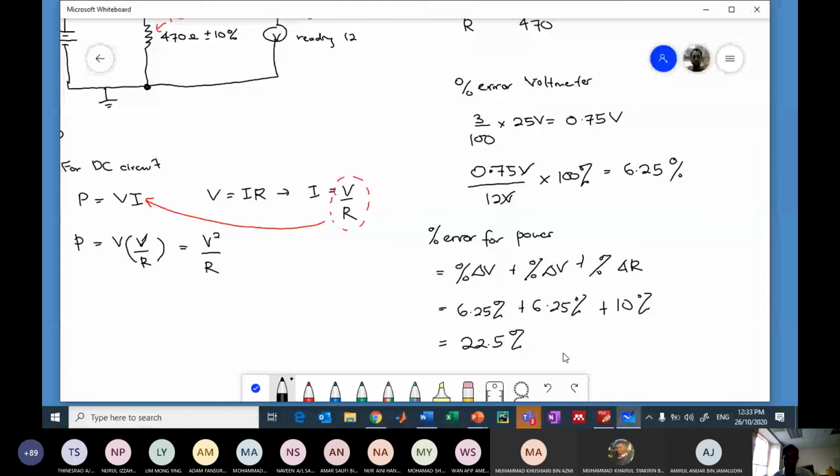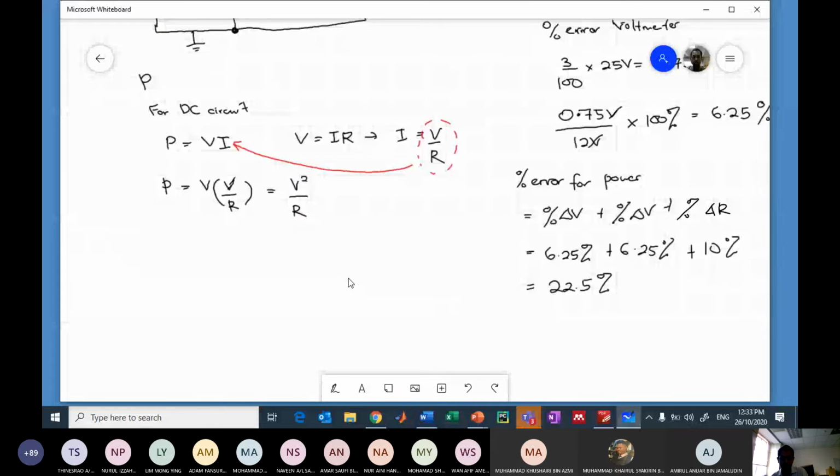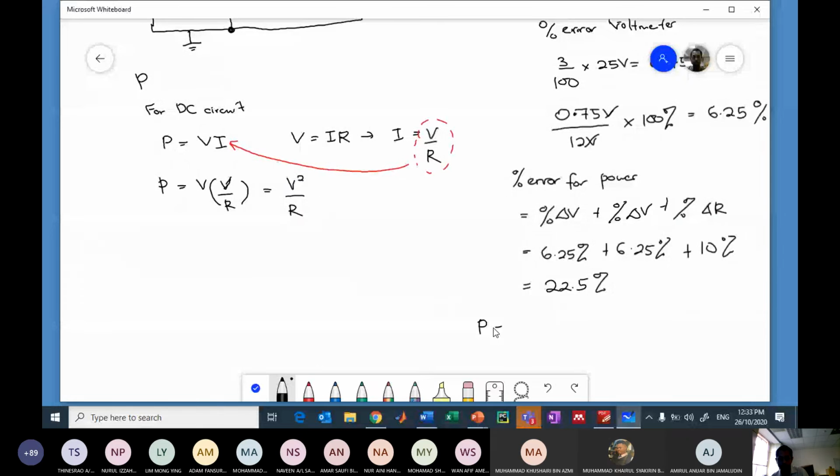So this is our answer. Our answer, if I were to write it down again, should be P equals 0.306 watts plus minus 22.5%. So is 22.5% big or not? Let's calculate the absolute value just out of curiosity. In the question they don't ask, I think. They don't ask. But if we look here, 22% is quite a large error. So let's calculate.